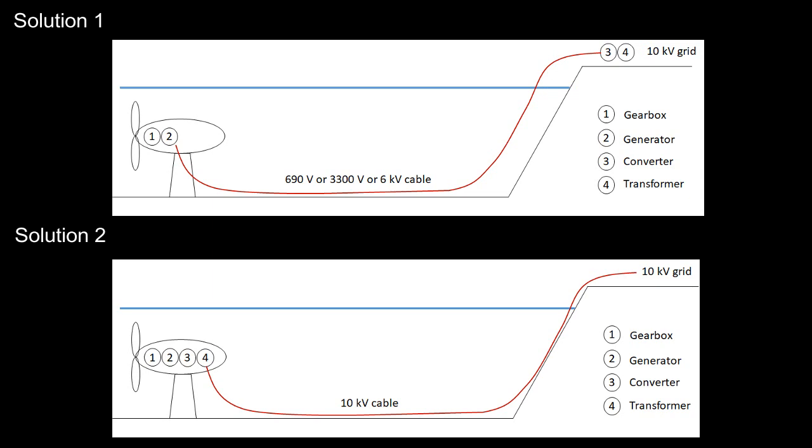Finally, I would like to remind that there are two solutions to analyze for both the river variant and the ocean variant, with the frequency converter and the transformer inside the nacelle and on the shore. So please don't forget this.